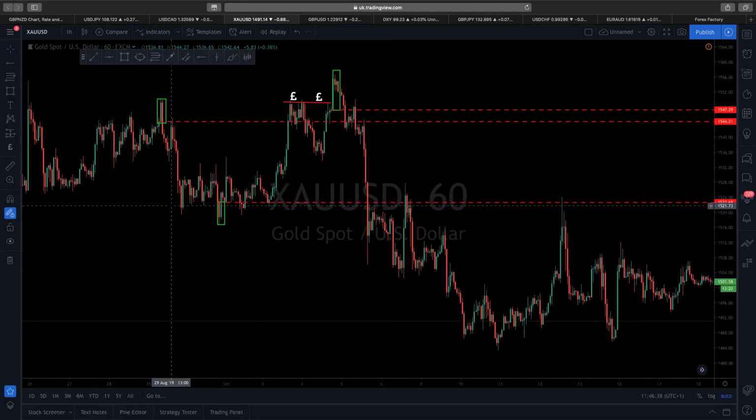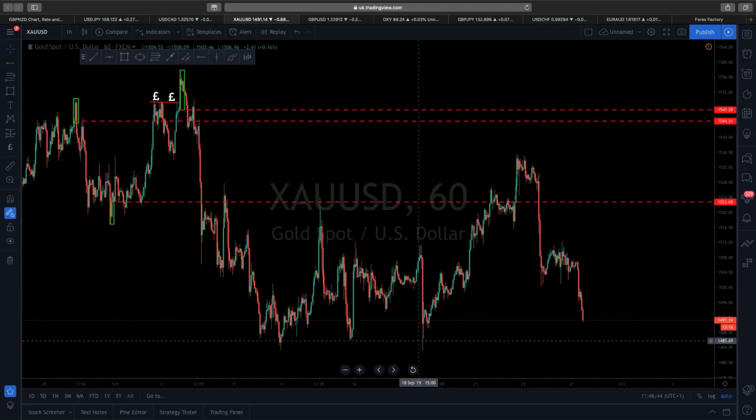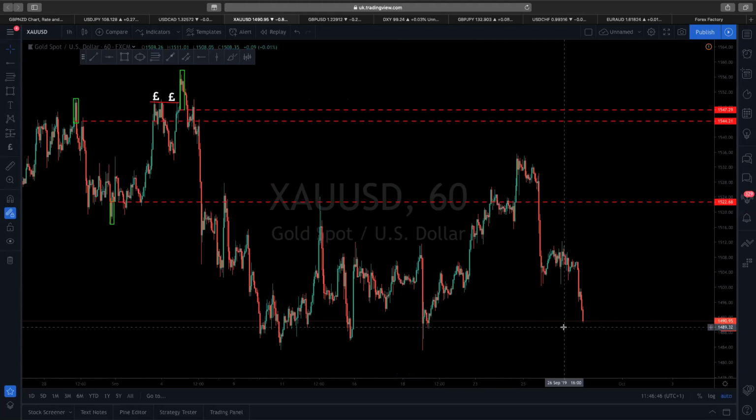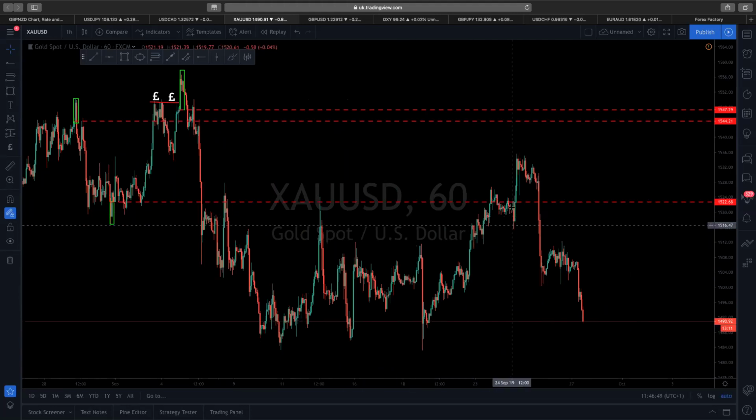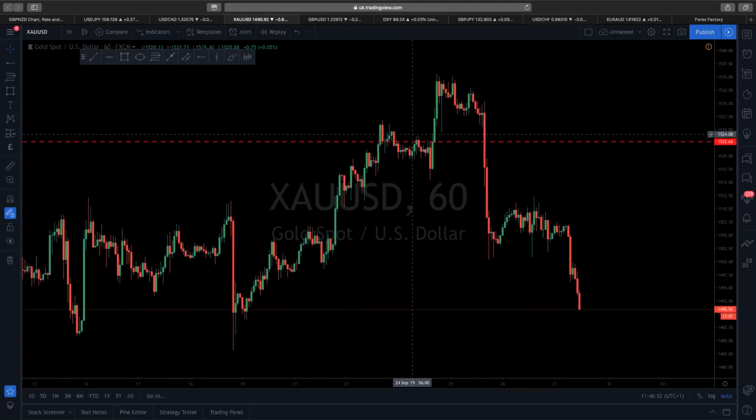You can see it's happening everywhere. Gold is making that move to take out these lows. Then let's see what happens next. So we have an open position here. We had to sell to buy. We have an open position here. So gold is still going to come back here. We have an open order here.